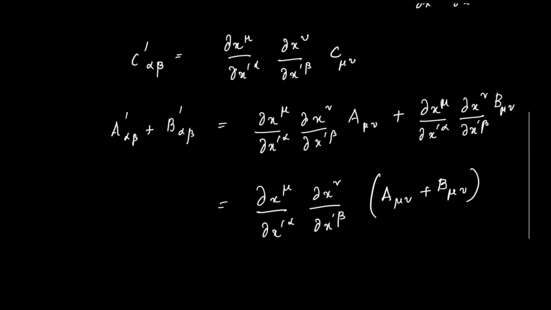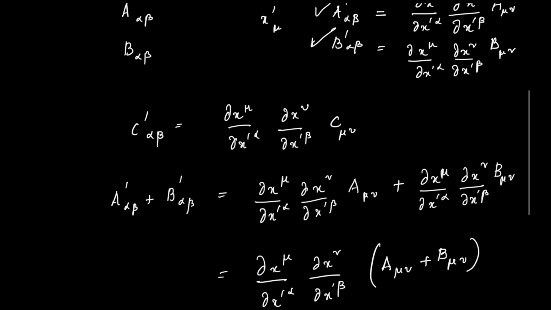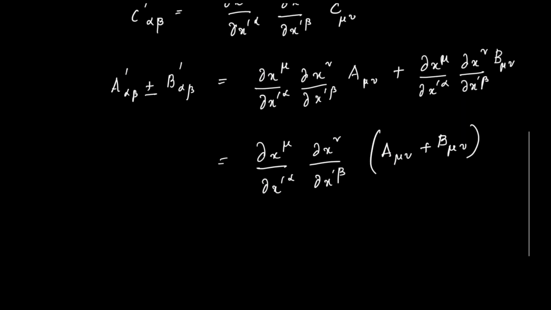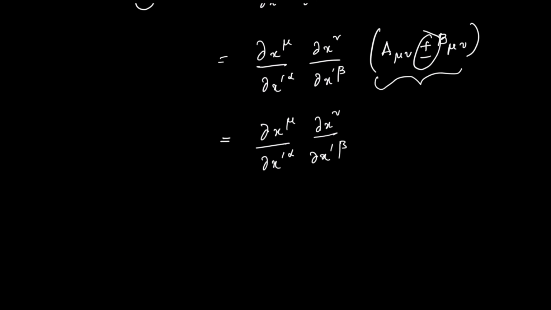So it can be plus or minus. I am discussing the linear combination of tensors, which means sum or difference. So I can either add them or subtract them, right? Then I can write partial derivative of x mu with respect to x prime alpha, x nu with respect to x prime beta. This can be C mu nu, right?